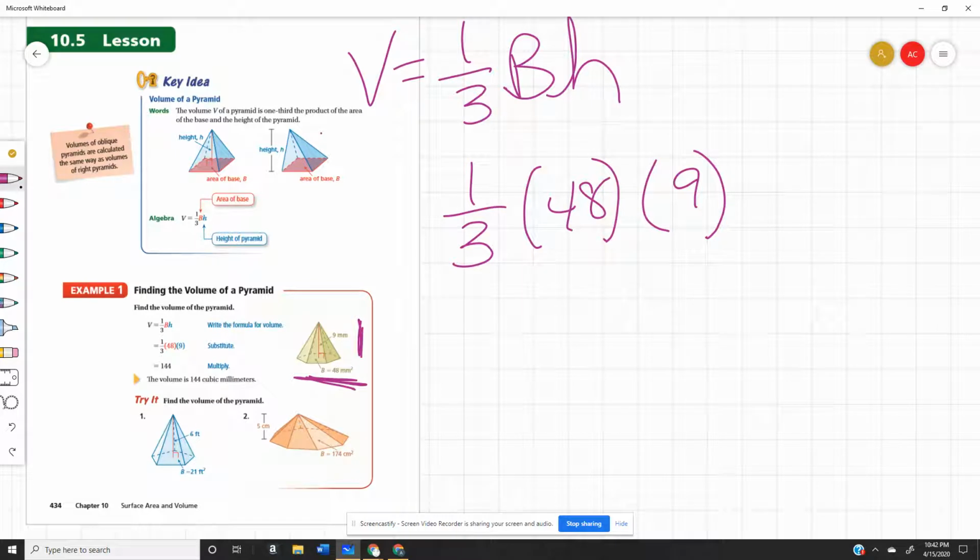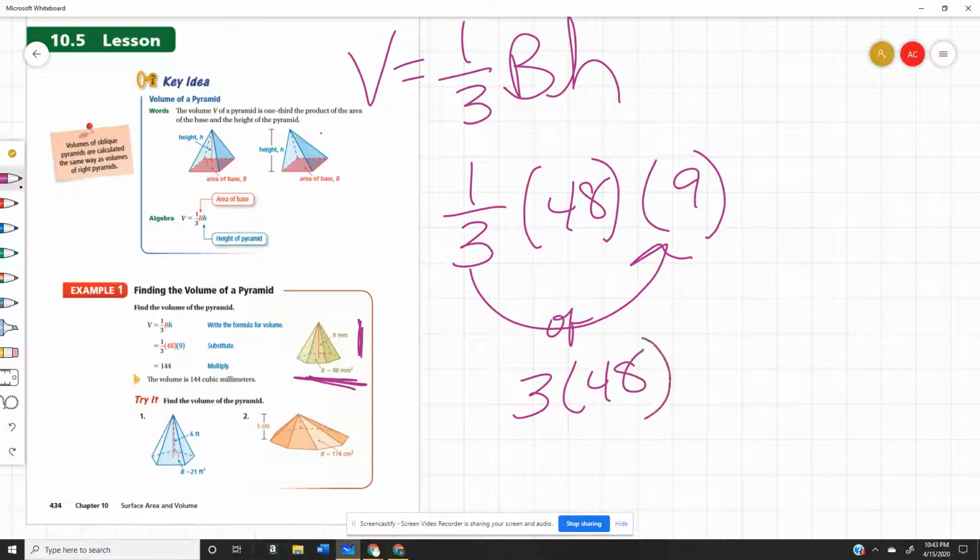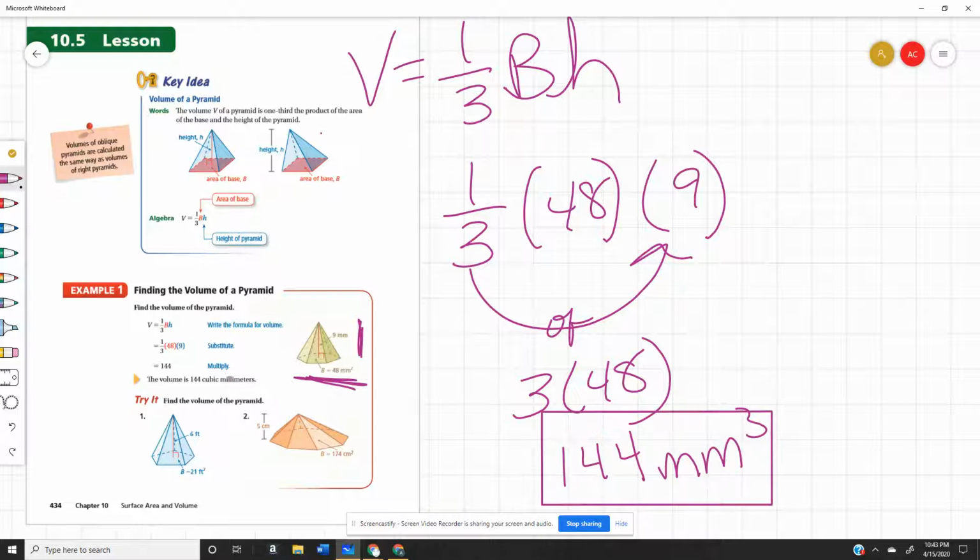I'm going to look at this and say 1/3 of 9 because we're multiplying. Multiplying is "of." 1/3 of 9 is 3. So I'm going to say 3 times 48, and that's going to give me 144 meters cubed. We're dealing with volume, so our answer is cubed. Volume is always cubed.